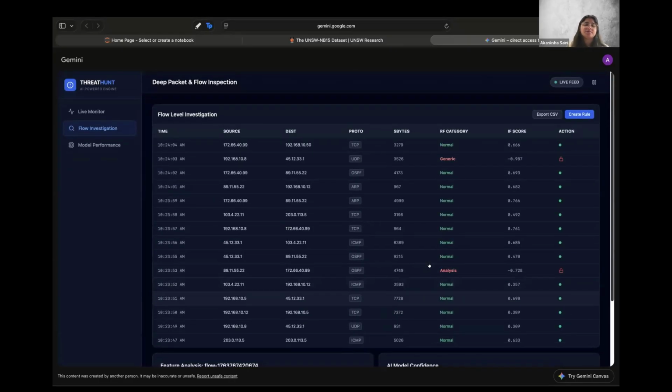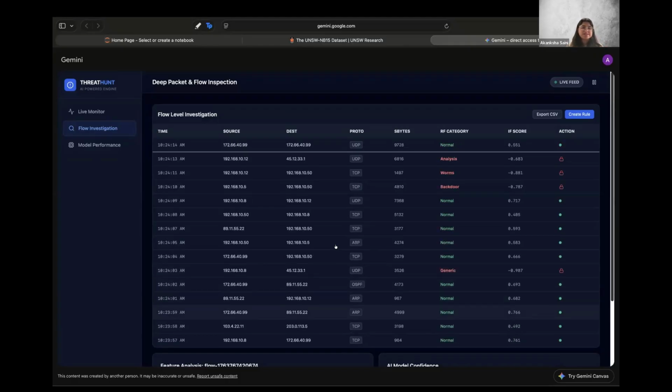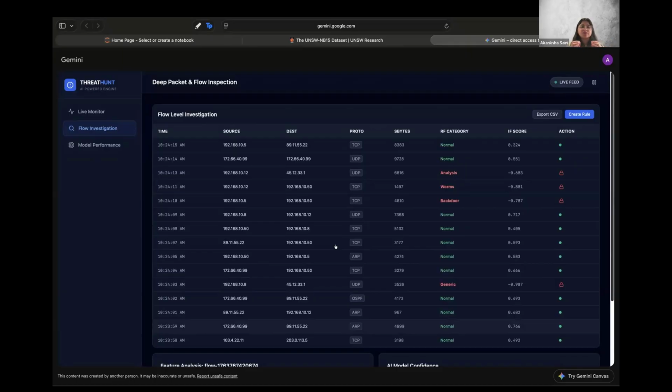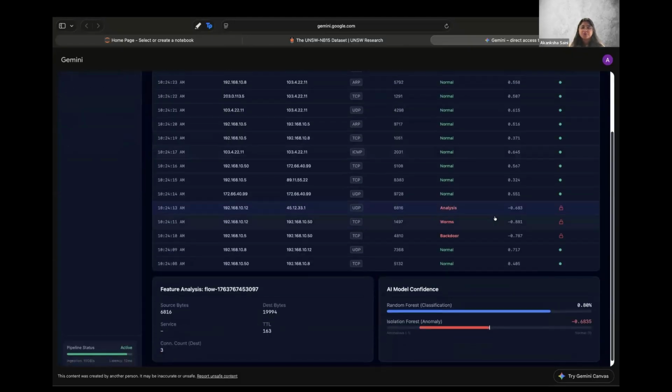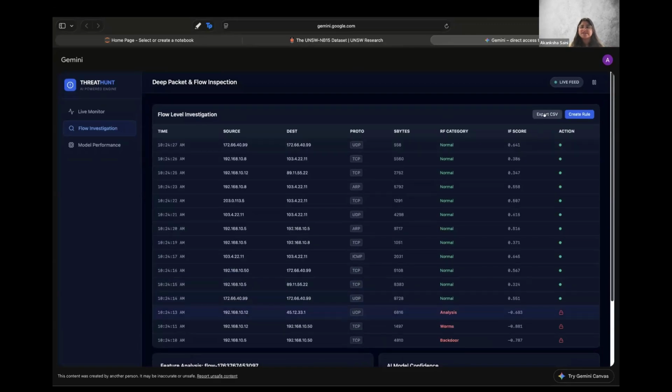Then the core value in this is actionability. We are turning millions of raw packets into clear blocked or flagged decisions, which we can see in the action list. And at any point, if there's any problem, the analyst can export the data using CSV files into their Excel and make a report out of it as well.